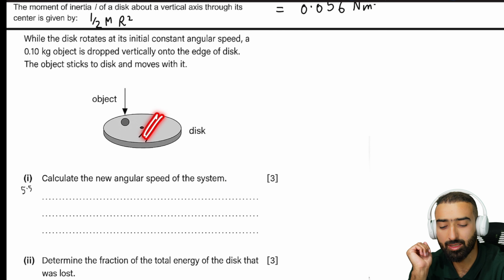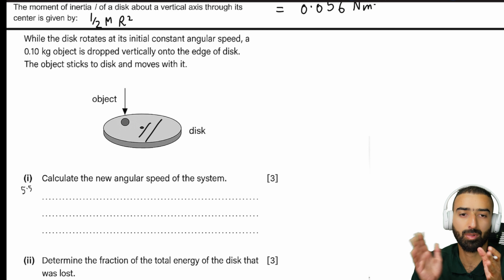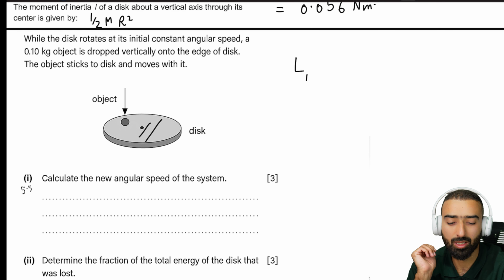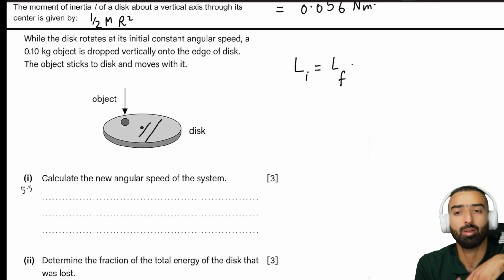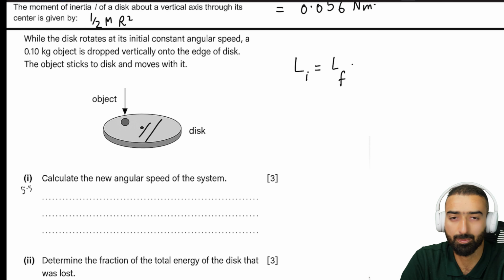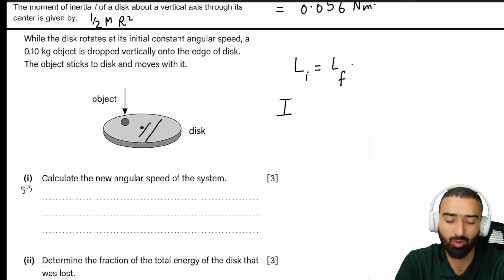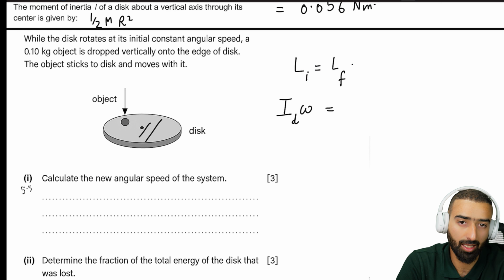So if you take the disk and the mass as a system, there is no external torque that's trying to spin it faster or slow it down. If that's the case, the angular momentum has to stay constant. Initial angular momentum of the system before the object falls onto the disk must be equal to the final angular momentum. What's the initial angular momentum? Initially, the disk is rotating and its angular momentum will be given as moment of inertia of the disk times omega. What's the final angular momentum?